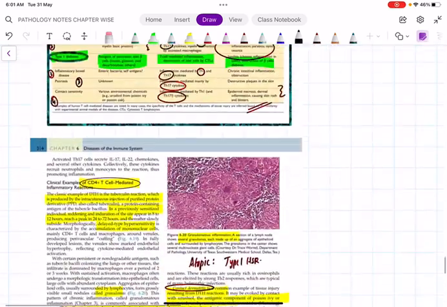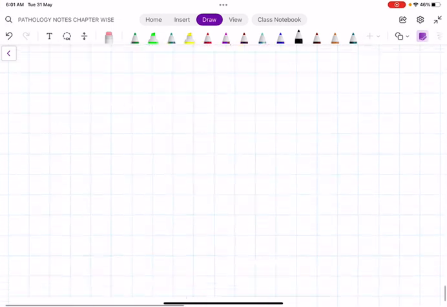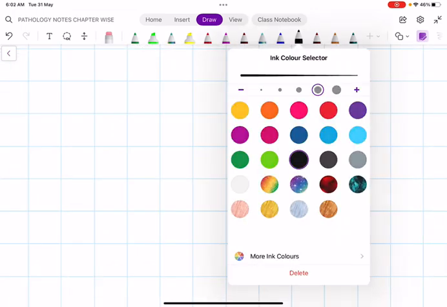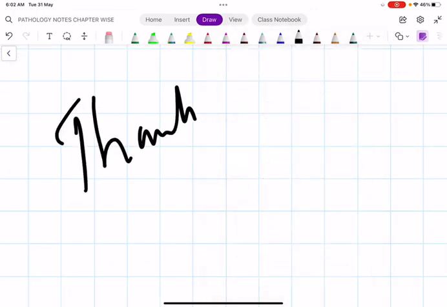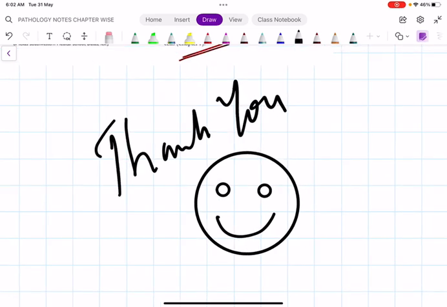Once that is done, finally we have type 4: CD4 plus and CD8 plus. All are examples of CD4 plus except CD8 plus, which has only one example, type 1 diabetes mellitus. Insulitis is a characteristic histopathological finding, inflammation of the beta cells of the islets of Langerhans. With this, we have completed type 4 hypersensitivity reaction. Thank you.